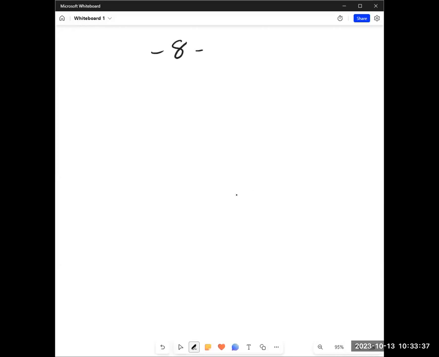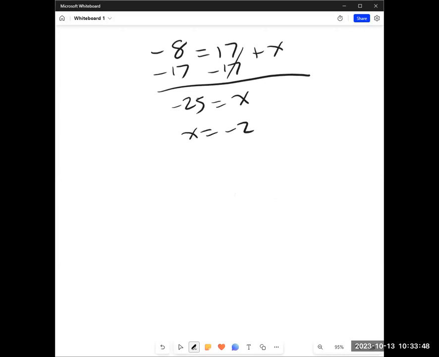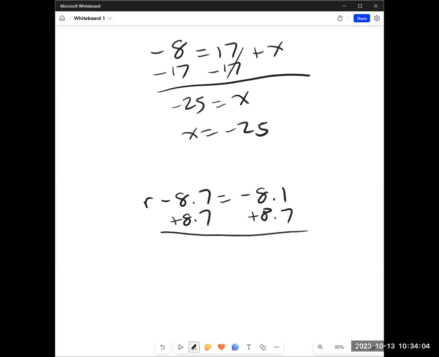Now we have negative 8 is equal to 17 plus x. So we're going to subtract 17 from both sides to get x all by itself, and we get that x is equal to a negative 25. Next, r minus 8 and 7/10 is equal to negative 8 and 1/10. I'm going to add 8 and 7/10 to both sides to get r by itself. The signs are different, and the bigger one is positive, so we find the difference in their absolute values, which is 6/10.